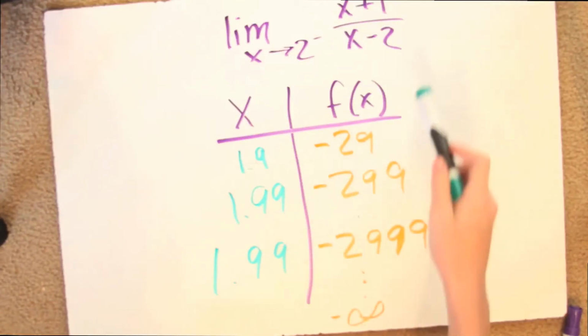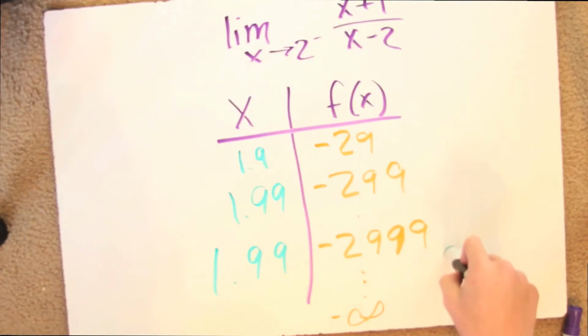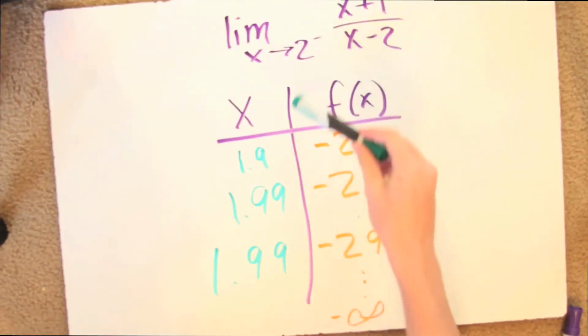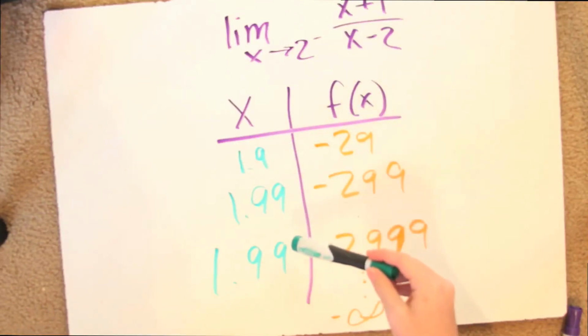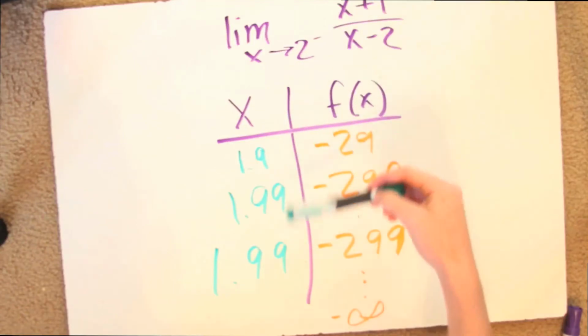Here, as we get closer and closer to 2, the f of x becomes more and more negative, approaching negative infinity. Make sure you're testing from the correct side of the test number. If there's a negative sign next to the 2, you will approach the number from the lesser side. If there's a positive sign, then you approach from the greater side.